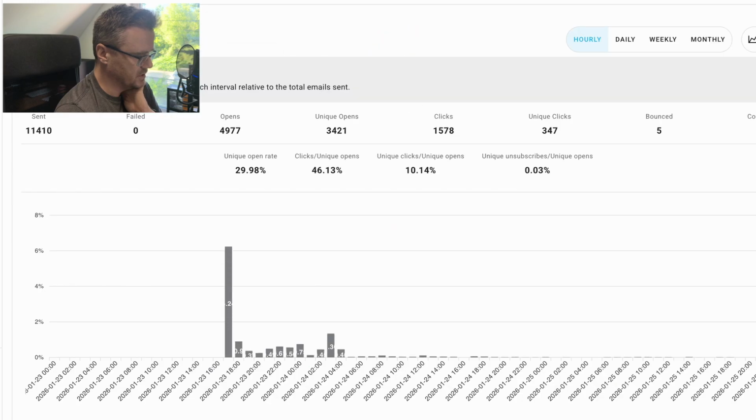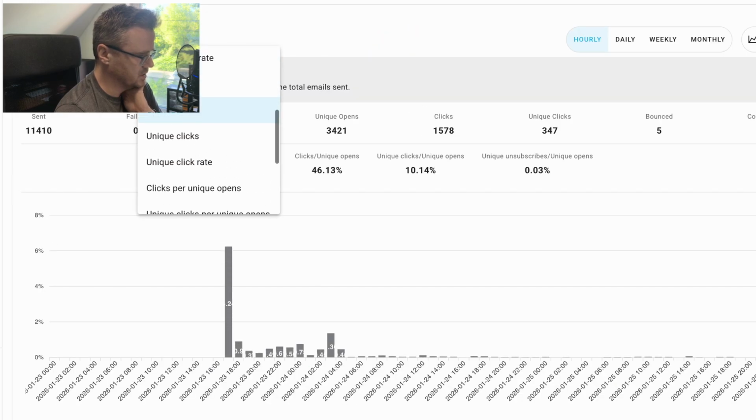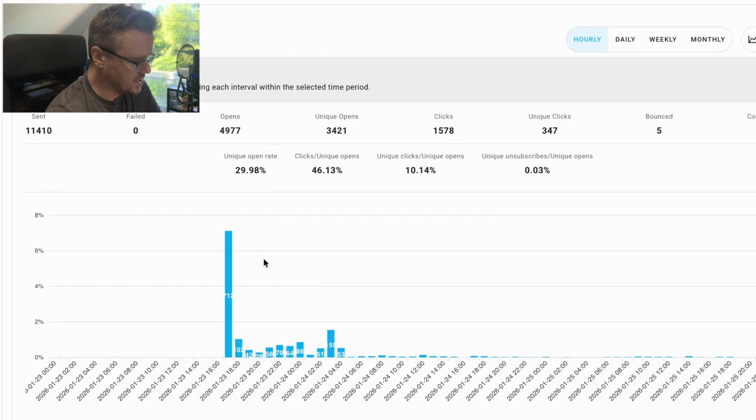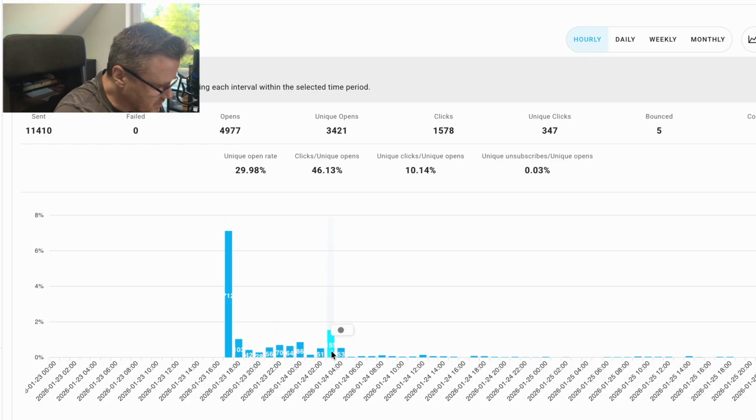similarly, we have clicks, click rates. So how many clicks happened in which hour? And this is actually quite interesting. So you can see that someone during the night was clicking like there's no tomorrow.